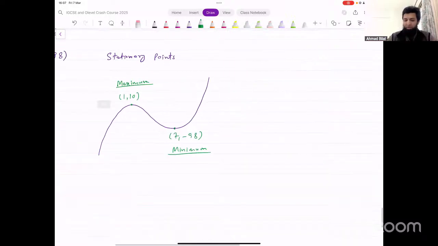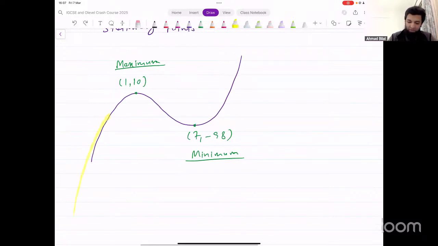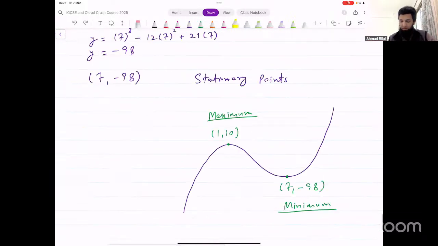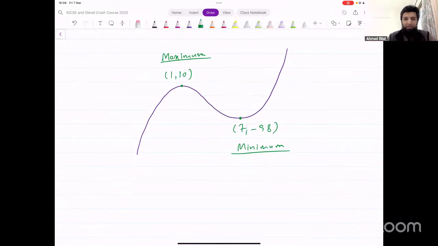Now you might be thinking, how is this a maximum? Because the graph is going up here as well. So the graph is going above that point on the right side. And similarly, how is this point a minimum, even though the graph is going down there as well? Even though the graph is going down on the left side, it's going below that point as well. When we talk about maximum or minimum points, we are just considering the points close to that turning point.